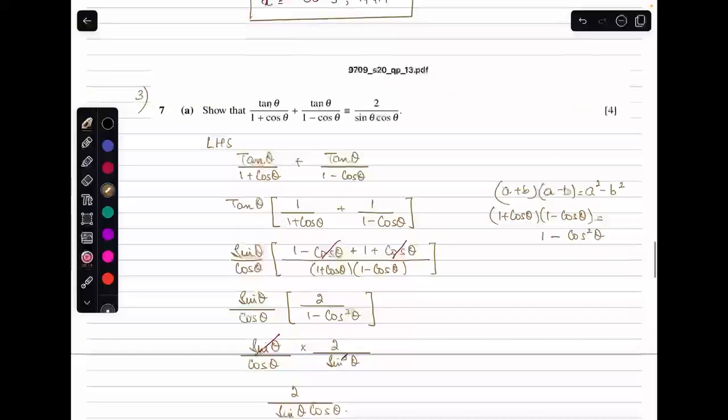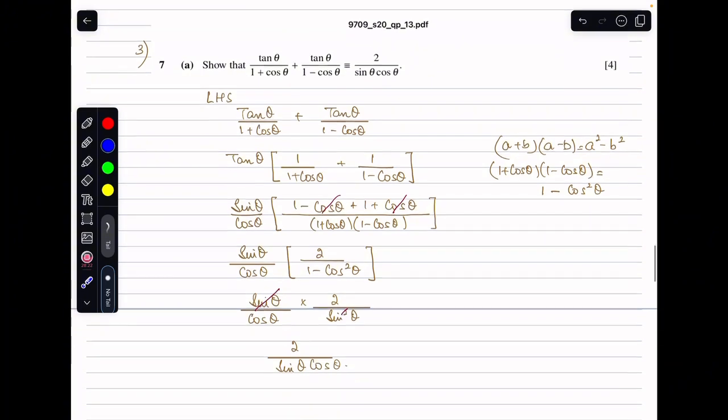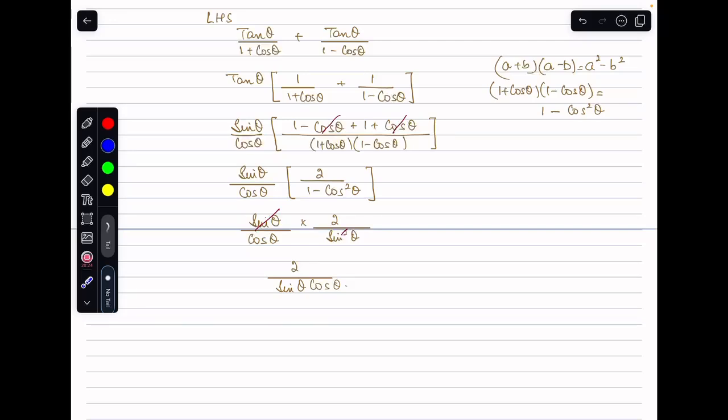And this is what the question was asking us about. The question said, prove this identity so that it gets simplified to 2 over sine theta cos theta, and we can see that we are getting the answer as 2 over sine theta cos theta. Therefore now I can say that my left hand side is equal to the right hand side, and we have proved or shown both the sides here.